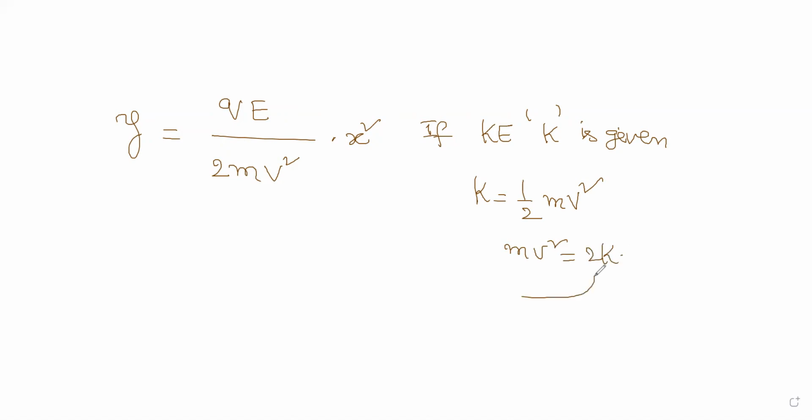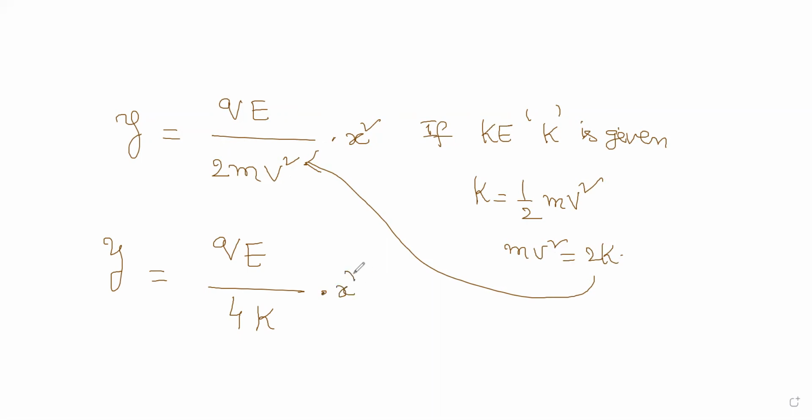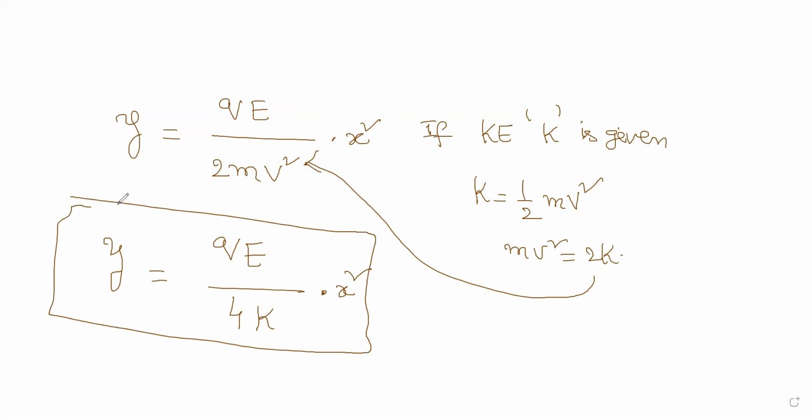So you substitute mv square equal to 2K here. In terms of kinetic energy, the equation becomes QE by 4K times x square, since 2 into 2 is 4K instead of mv square. If kinetic energy K is given, this is how the equation will change. You can make a note.